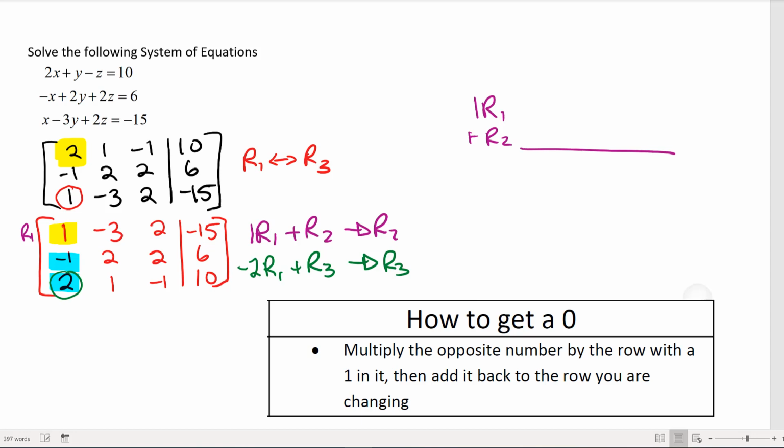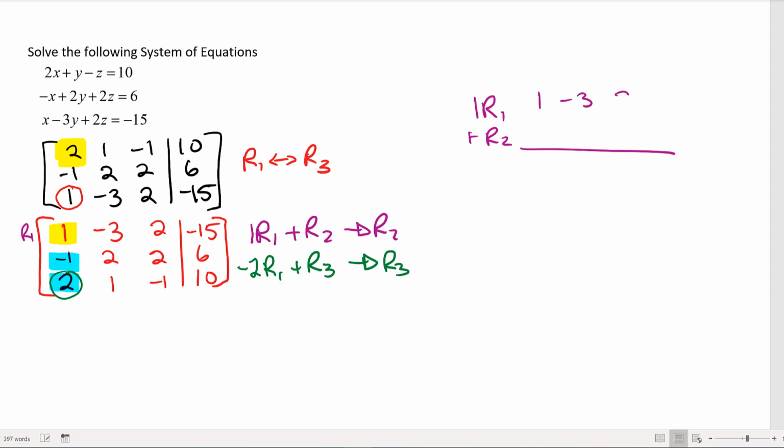So 1 times row 1 is 1, negative 3, 2, and negative 15. Plus, right underneath it, I'm going to write row 2, and then add down. 1 minus 1 is 0. No surprise there, that's what I was hoping to have happen. Negative 3 plus 2 is negative 1, 2 plus 2 is 4, and negative 15 plus 6 is negative 9.